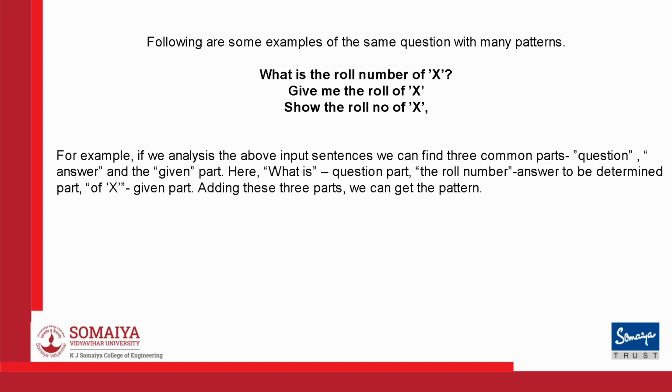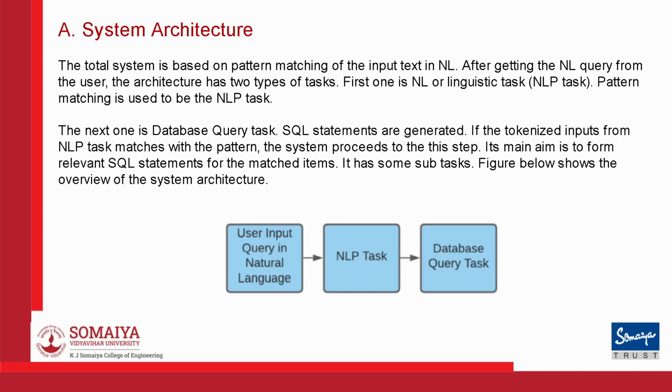Following are some examples of the same question with many patterns. What is the roll number of X? Give me the roll number of X. Show the roll number of X. For example, if we analyze the above input statements, we can find three common parts: question, answer, and the given part. Here, what is the question part? The roll number, answer to be determined part, and X, given part. Adding these three parts, we can get the pattern.